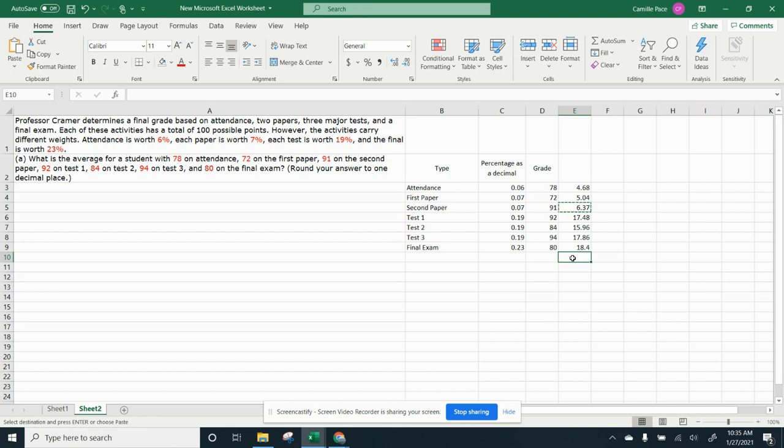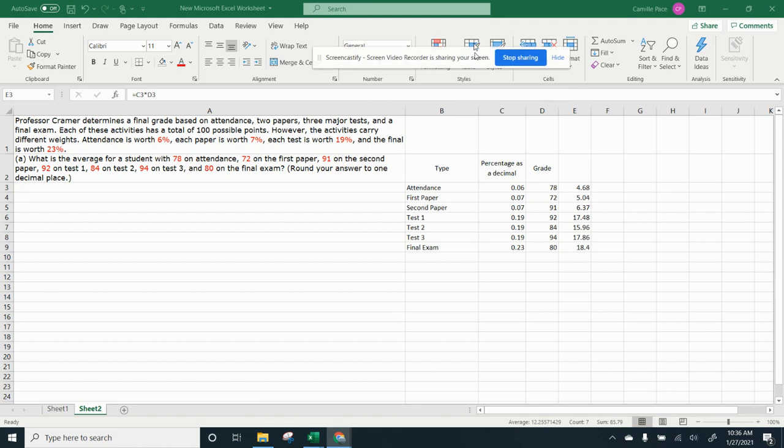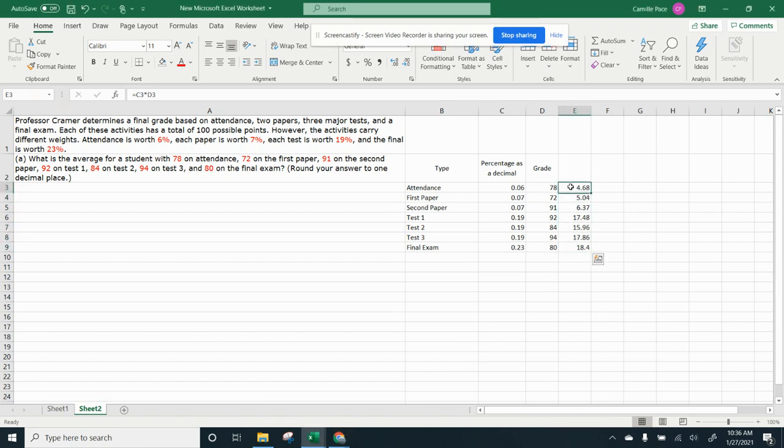To get the whole grade, let me show you something cool. If I highlight all this, and go down here, it gives me the sum. So it's 85.79. If I round up, it's 85.8. Another way to do that is to type equals sum, highlight all the ones I need, and close the parentheses, and that's what I get.